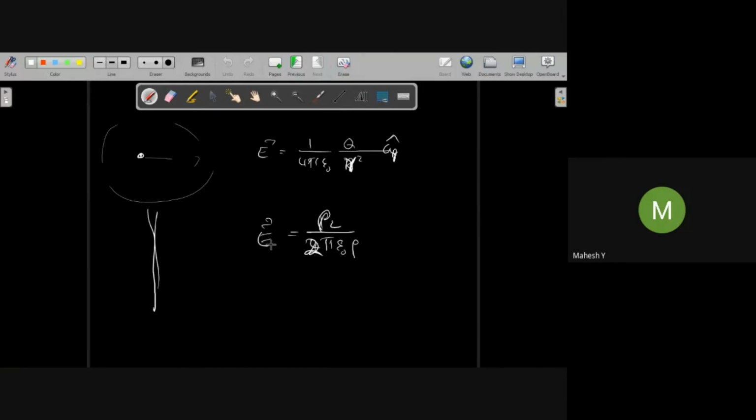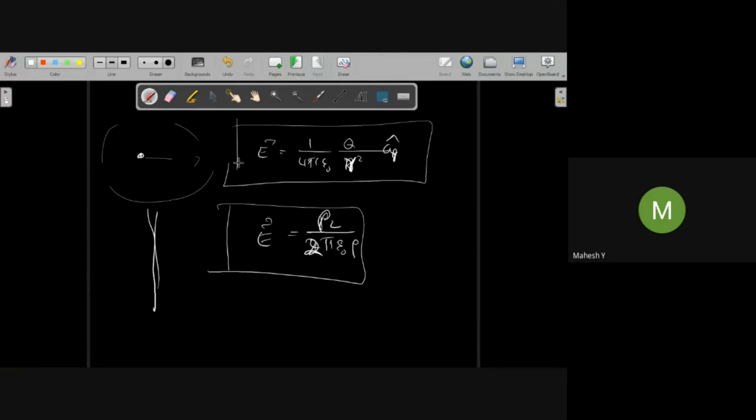So, what we can infer from these two equations? Here, the electric field intensity decreases as the square of the distance, right? So, as the distance increases, it decreases very fast, because it is inversely proportional to the square of the distance. But here, if this is the rho, it will be inversely proportional to just rho, not the square of the distance.